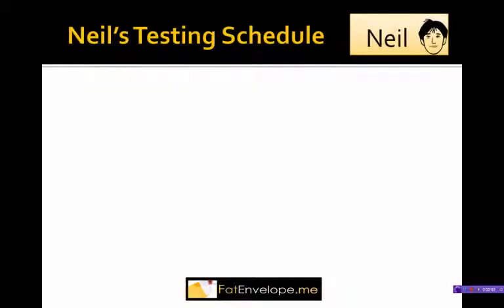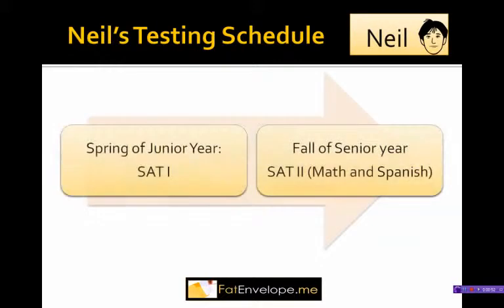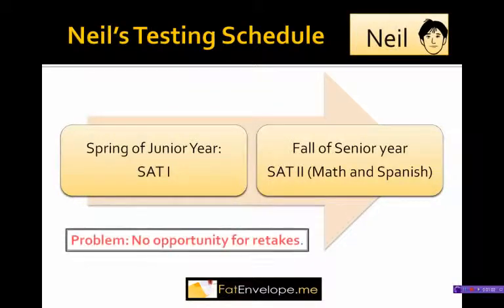So here's Neil's testing schedule. He's planning on taking the SAT 1 the spring of his junior year and the SAT 2 math and Spanish the fall of his senior year. Now here's the problem, is that there's no opportunity for retakes. If he gets a bad score, he's stuck with it.